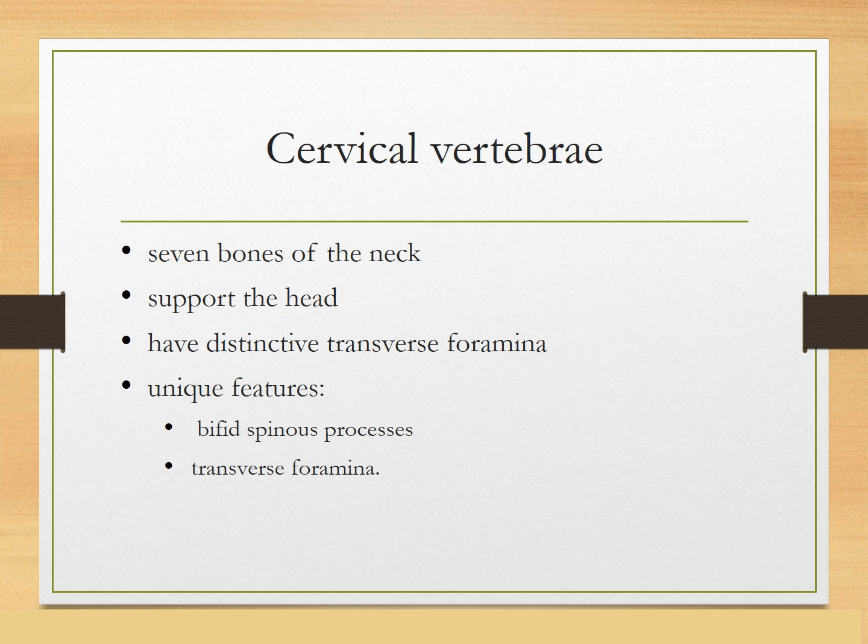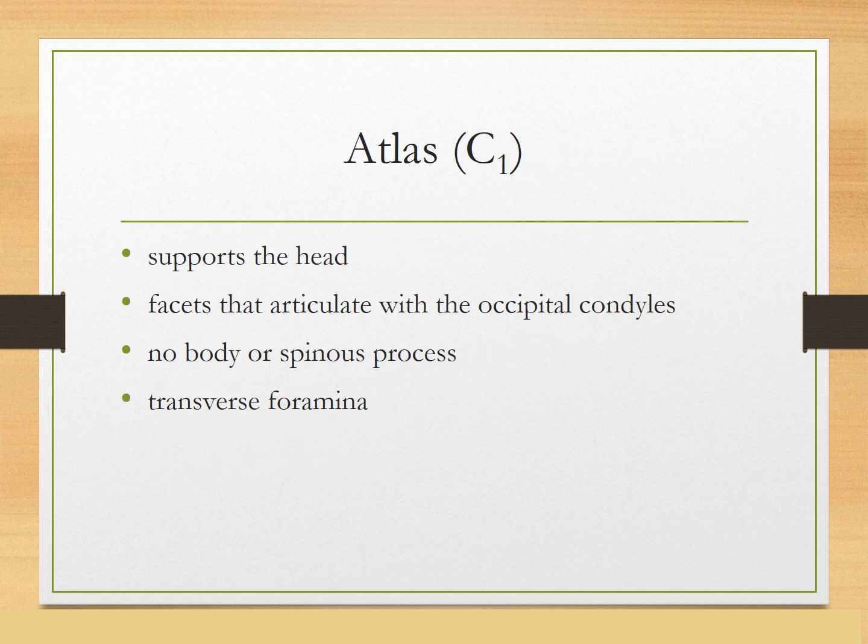Unique feature of cervical vertebrae is they have a very distinctive transverse foramina, or I say kind of an extra set of holes on the transverse process. Another unique feature is that it's a bifid spinous process. That just means the spinous process often is split or looks like a snake's tongue. There are 2 of the cervical vertebrae that have unique names.